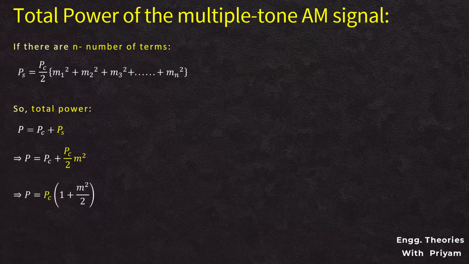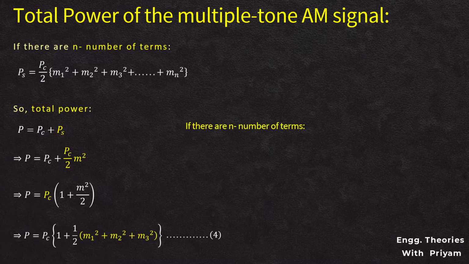Take PC common from the equation, then the total power P is equal to PC into 1 plus M square by 2. Replace the M square by M1 square plus M2 square plus M3 square. Identify this as equation number 4. If there are n number of terms, then equation number 4 will become P is equal to PC into 1 plus half into M1 square plus M2 square plus M3 square up to the term Mn square.